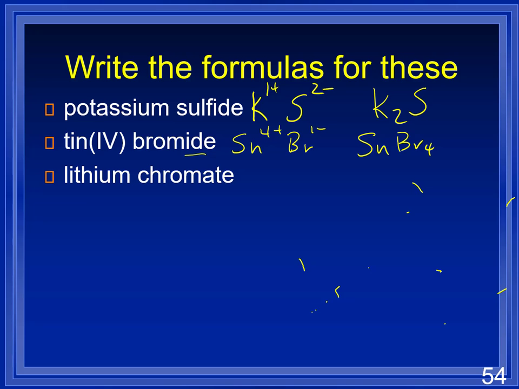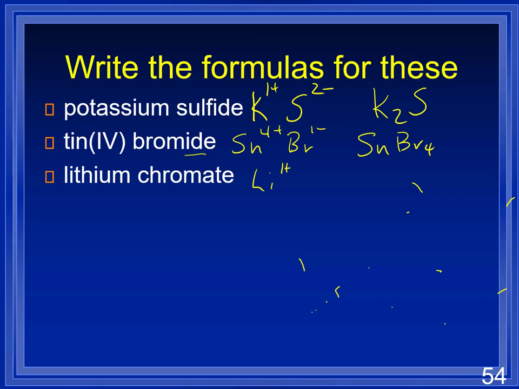What about lithium chromate? According to our diagram, the first question is, does this have Roman numerals? No. Since the answer is no, we can get off the table. Lithium is element number 3, right in group 1A. It's an alkaline metal. It's got a 1 plus charge.